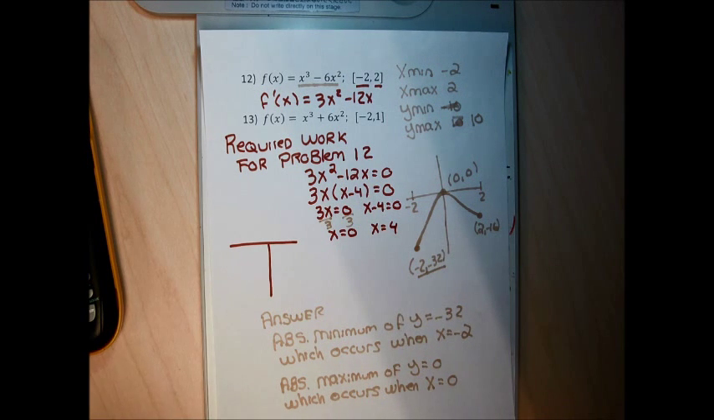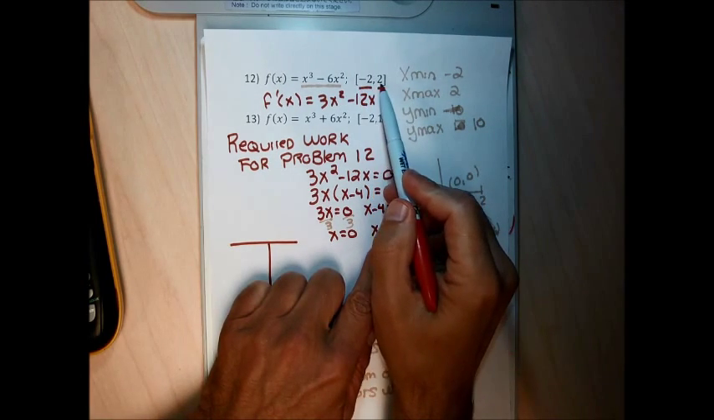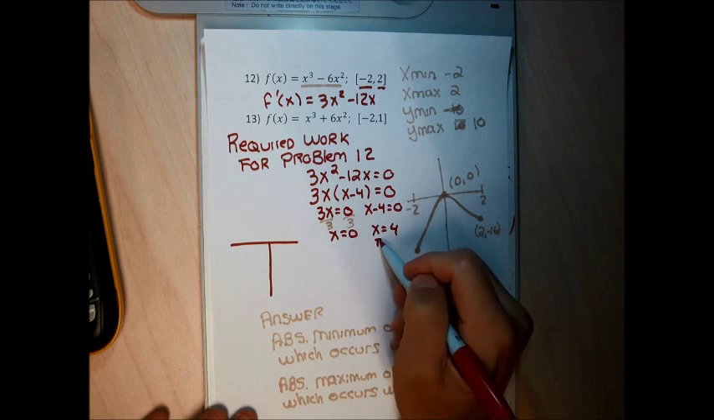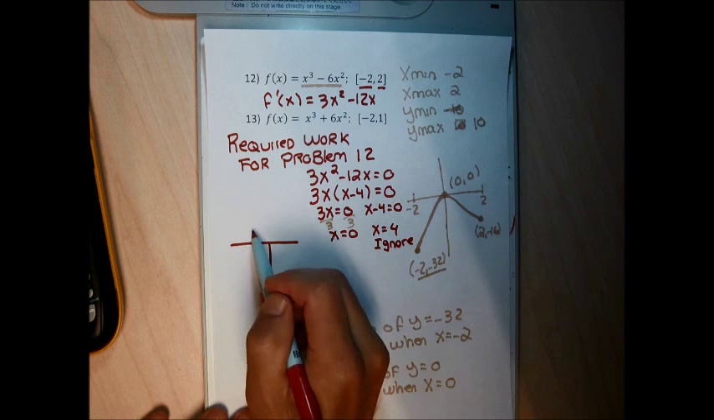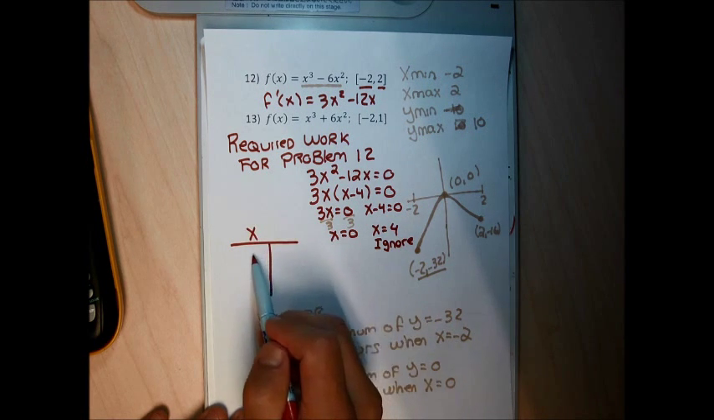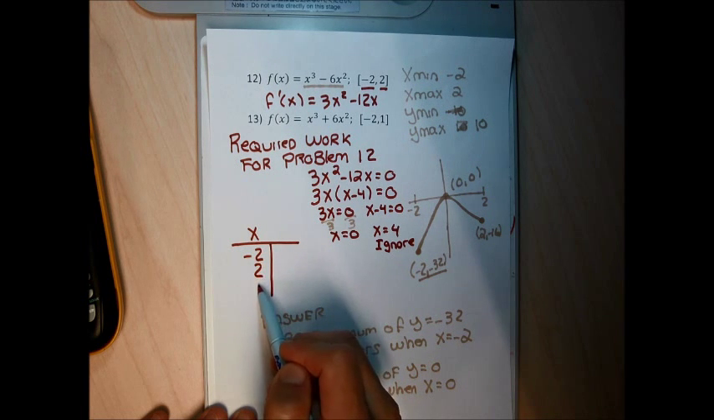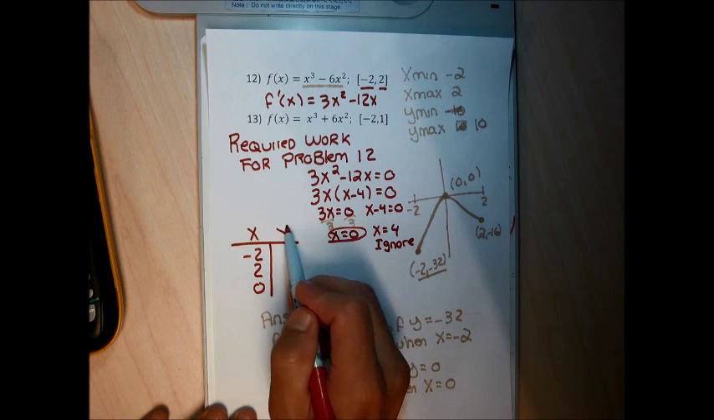In terms of answering this question, x equals 4 is not between x equals negative 2 and positive 2. In another window, that x equal to 4 could be the x coordinate for a maximum or a minimum point, but we're going to ignore this for this problem because it's not in the given interval. So now I'm going to make a table of x values. I'm going to take the x values that are given in my interval, negative 2 and 2, and the critical number that's between those, 0, and find y's for each x.